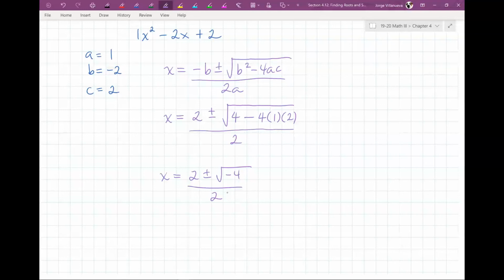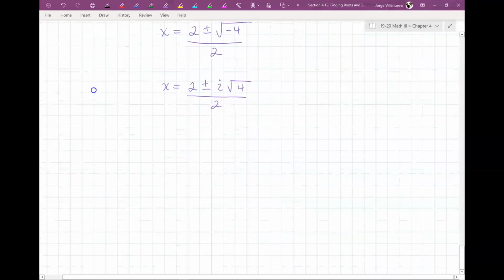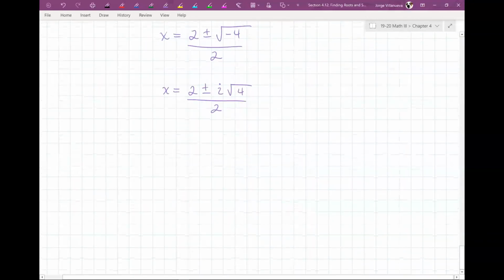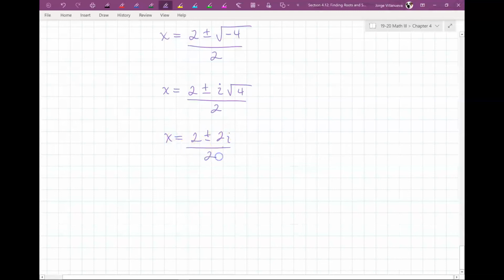So let's simplify. 2 plus or minus. I'm going to take the negative out. Okay, so I took out the negative. So I put an i on the outside, and the square root of 4 is 2. So that's 2 plus or minus 2i over 2. And of course, they're going to want you to simplify. So everything can be divided by 2. So you're going to get x equal to 1 plus or minus 1i. And there's 2 answers right there. Those are your 2 solutions that we were missing. 1 plus 1i, 1 minus 1i.